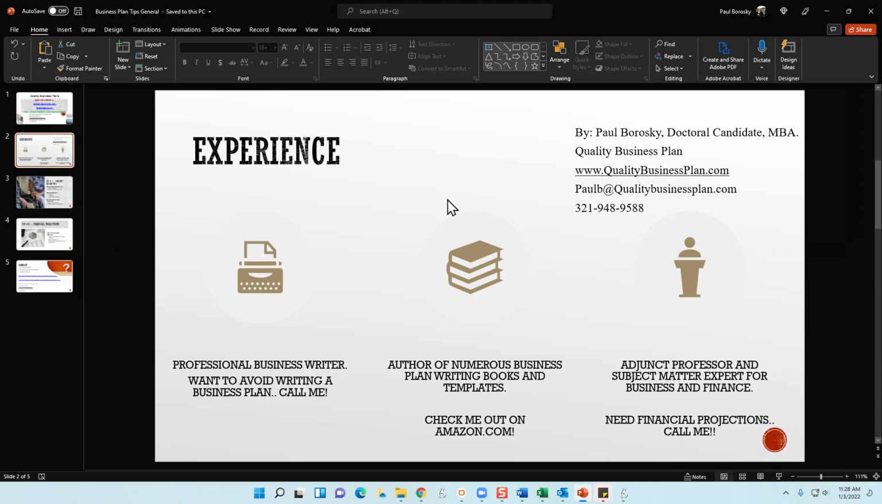If you just need that little bit more edge, a little bit more of a nudge to finish up your business plan, finish up your financial projections, I do have some books that are published online on Amazon.com. So if you zip on over there, I do have some business plan writing books, as well as books on how to create financial projections for a business plan.